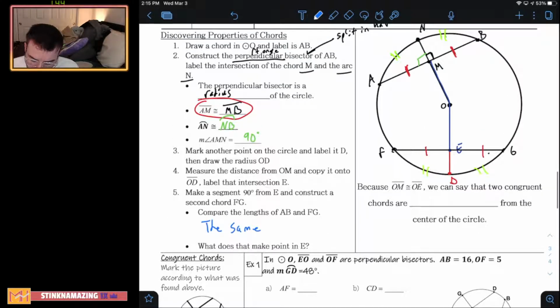Because OM and OE are congruent, we can say that two congruent chords are blank from the center of the circle. They are equidistant.